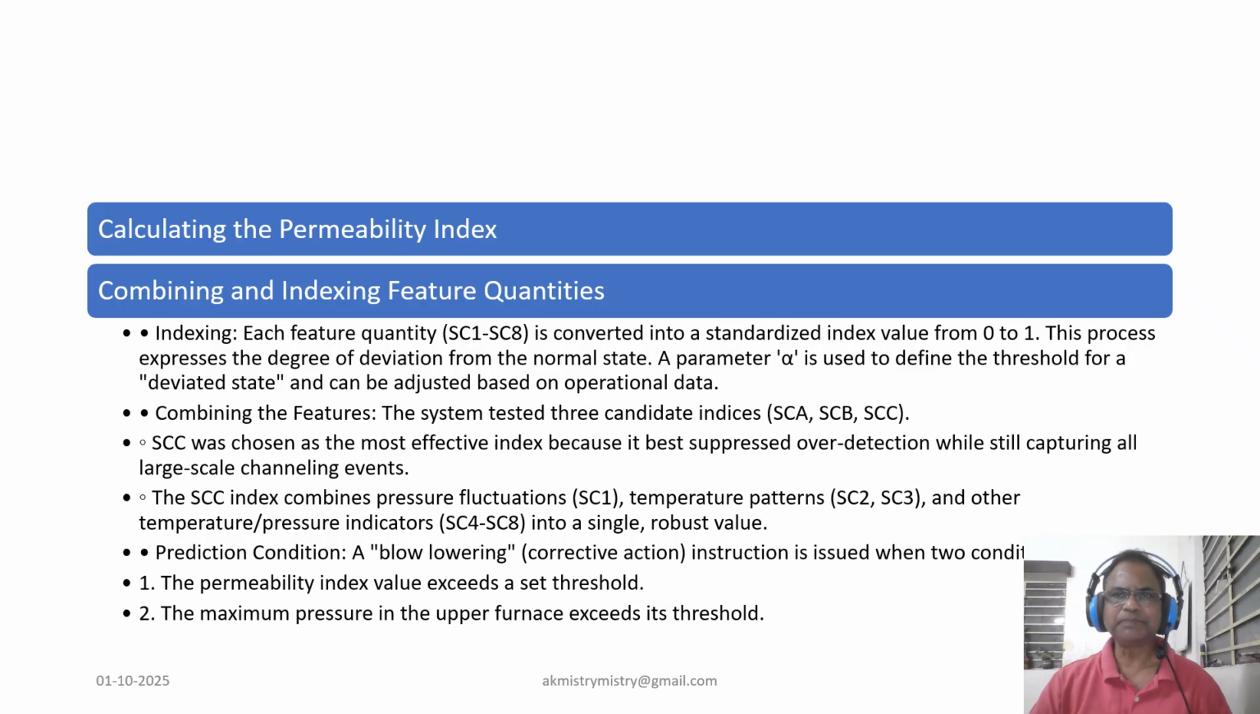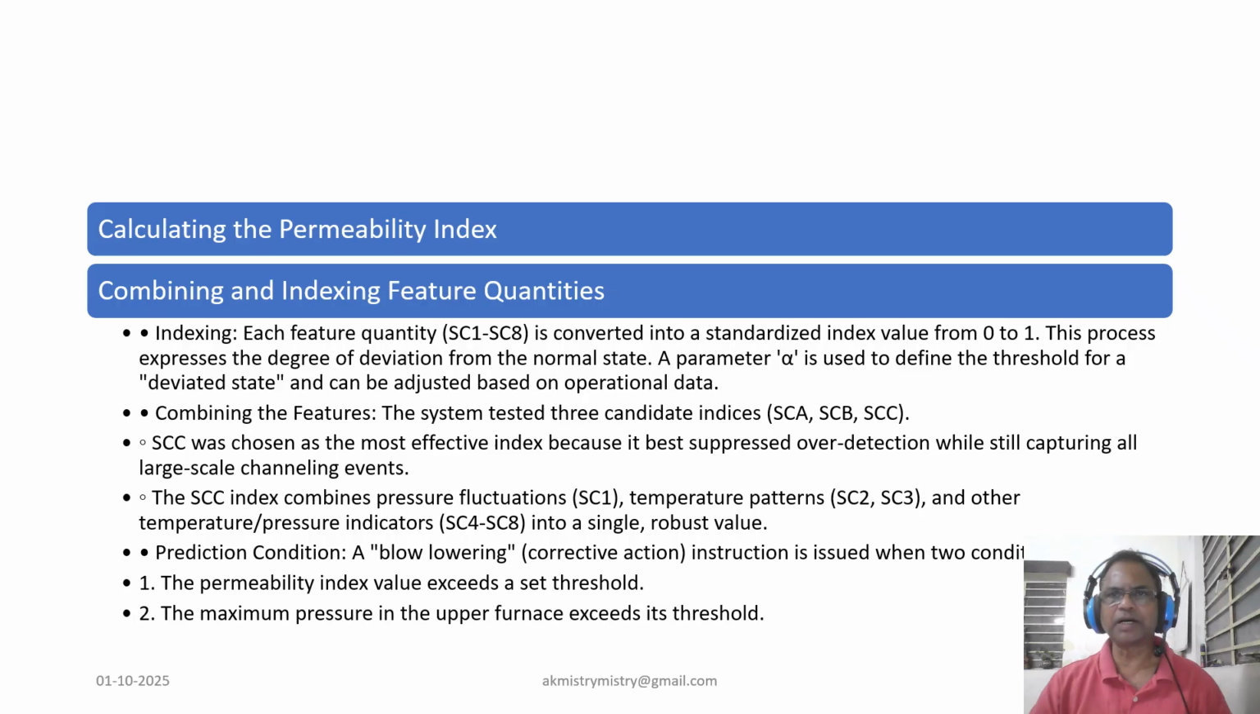The SCC combines pressure fluctuation, that is SC1, temperature pattern of SC2 and SC3, and other temperature and pressure indicators like SC4 and SC8 into a single robust value. A lowering instruction is issued when two conditions are met. What are those conditions? The first condition is the permeability index value exceeding a set threshold, and second is the maximum pressure in the upper furnace exceeding its threshold. So these two conditions control the blowing condition, the blow lowering action.